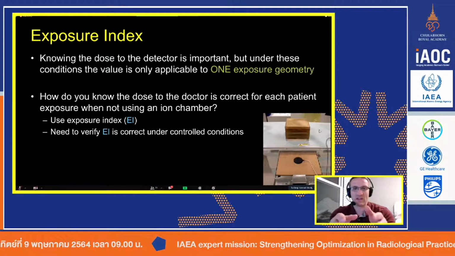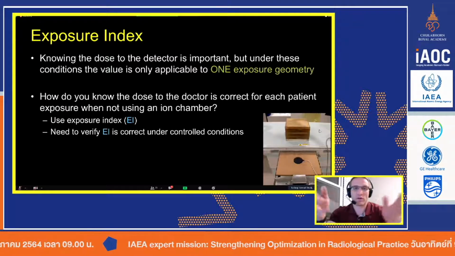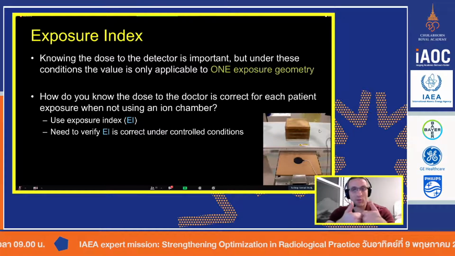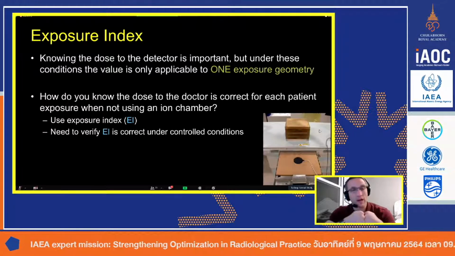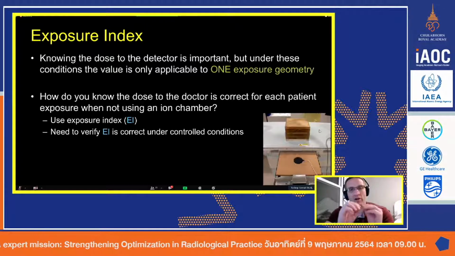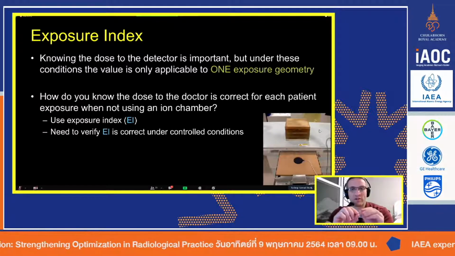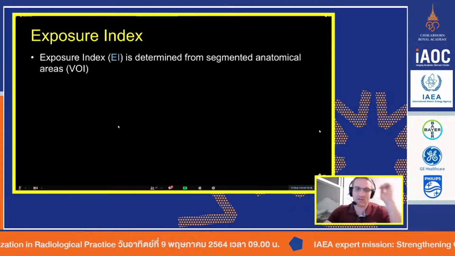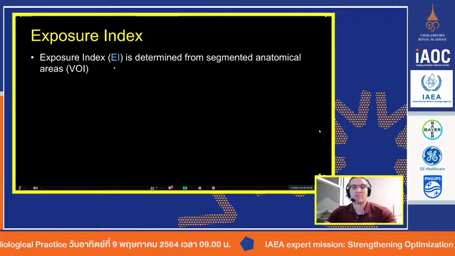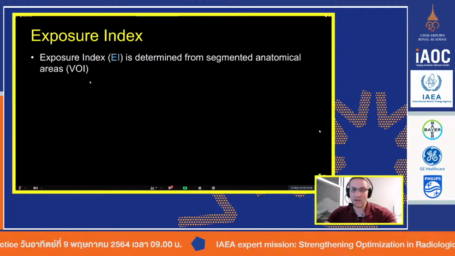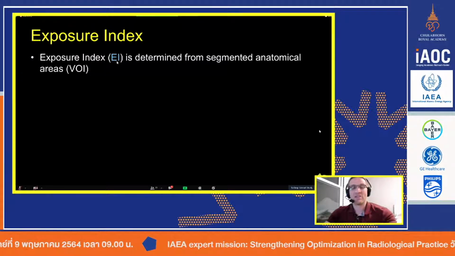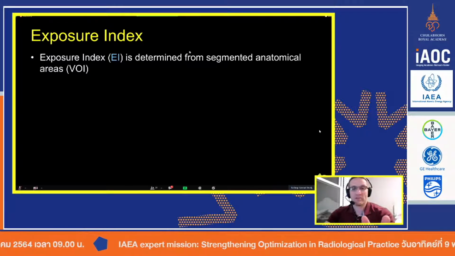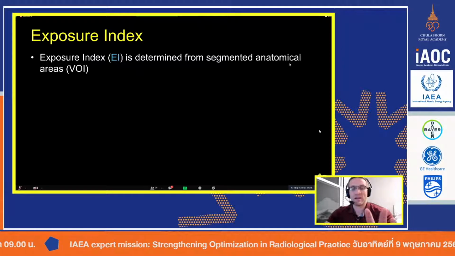So if you see that value, let's say it's 400, and we know that 400 is the number we want, that's the target value, then we're happy. But are we confident that that 400 value is accurate? And so let's talk about how we can make sure these are accurate values. So just a quick reminder, what is EI? EI is the dose to the detector based on segmented anatomy.